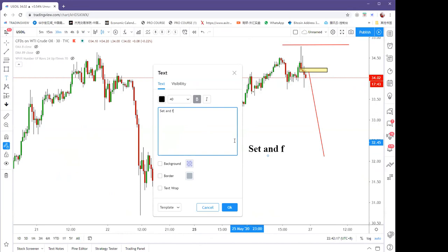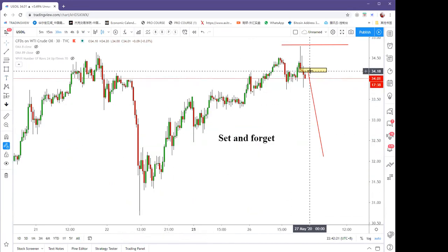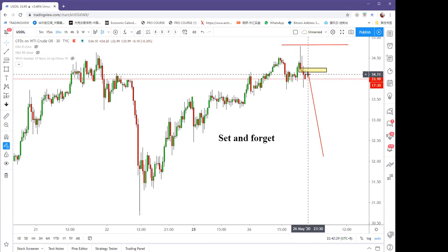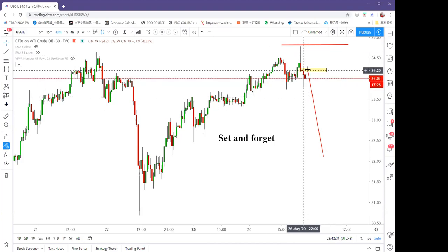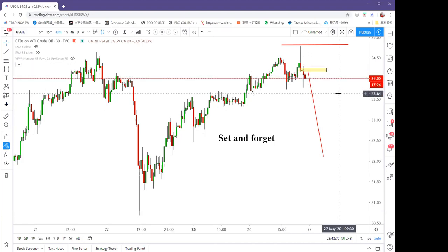Set and forget. Because you have already entered your trade, why should you be worried? Hey, it is still above 34. It's hard for the oil to drop. It's none of your business, right? The market will just run by itself. You've already sold. If you have already entered your position, there's nothing you can do.